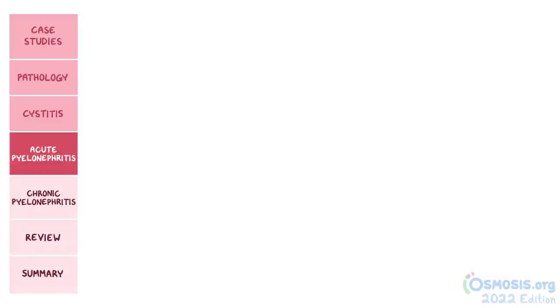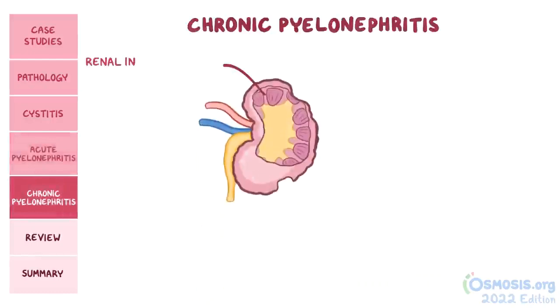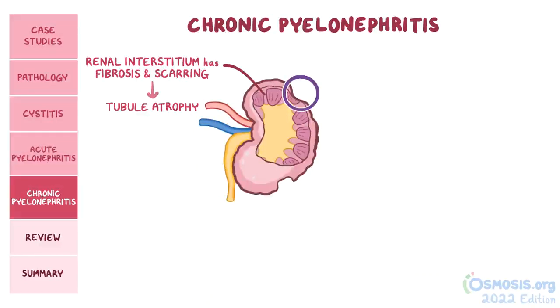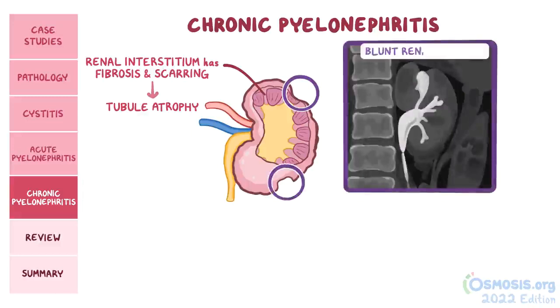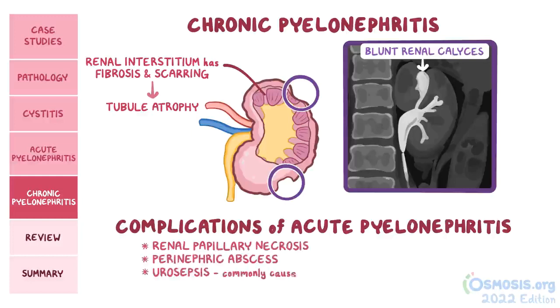Now, recurrent episodes of acute pyelonephritis can result in chronic pyelonephritis, where the renal interstitium undergoes fibrosis and scarring, leading to tubule atrophy. These changes are generally found in the upper and lower poles of the kidney, where a CT scan will show blunt or flattened renal calyces. Other complications of acute pyelonephritis include renal papillary necrosis, paranephric abscess, and urosepsis, which is most commonly caused by E. coli.